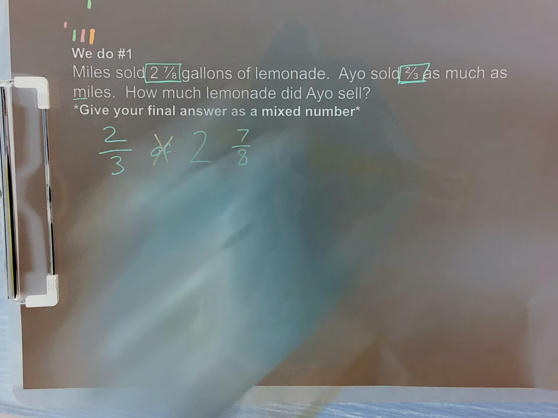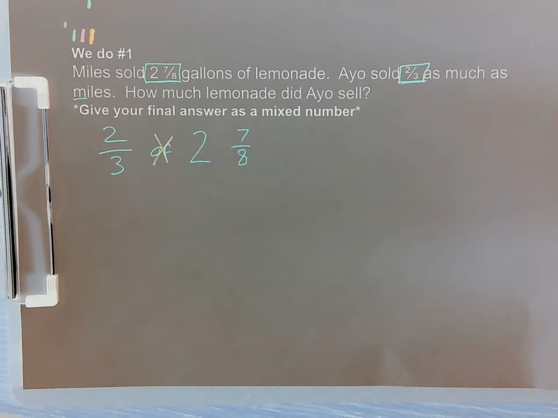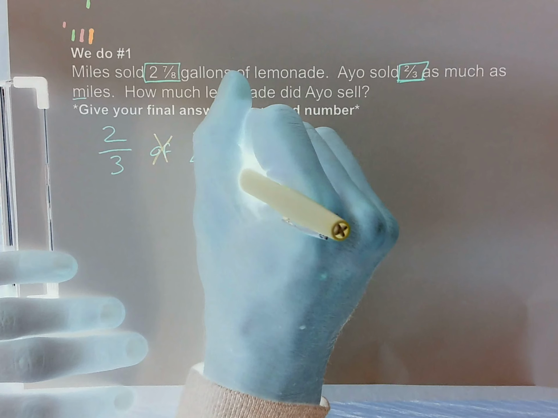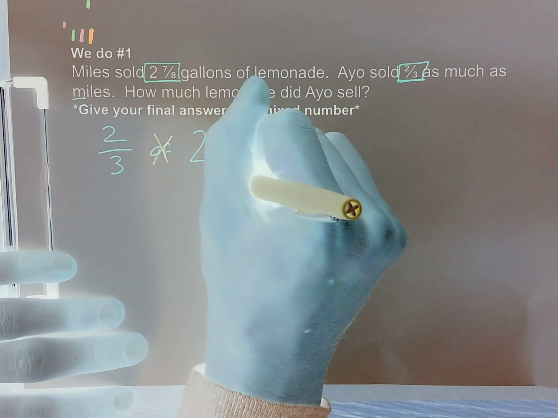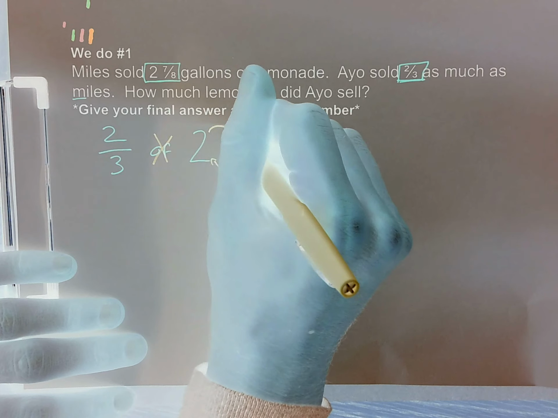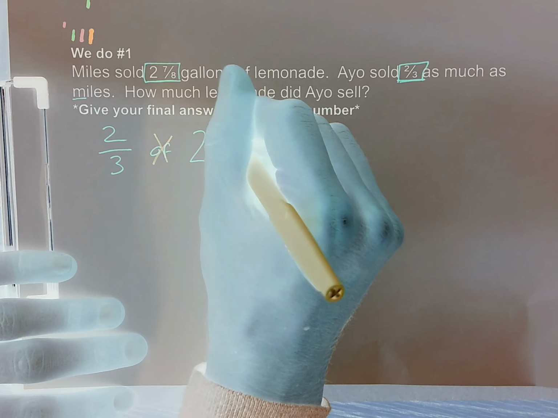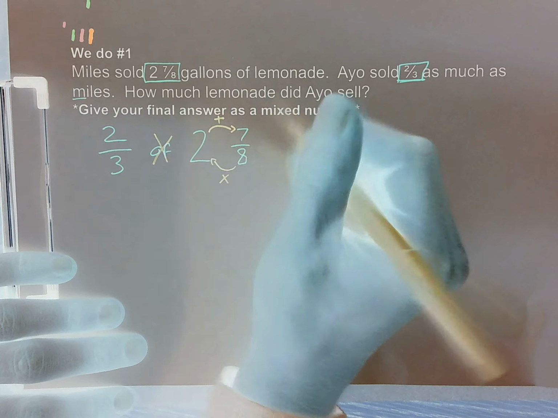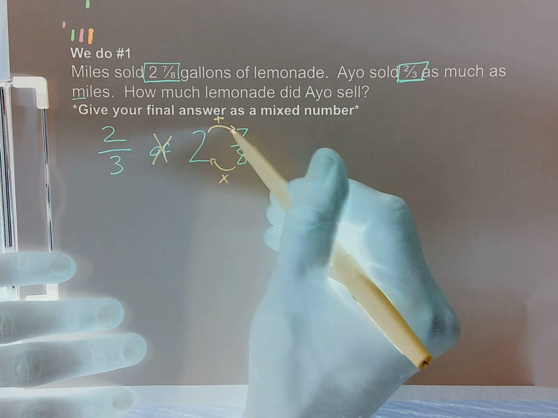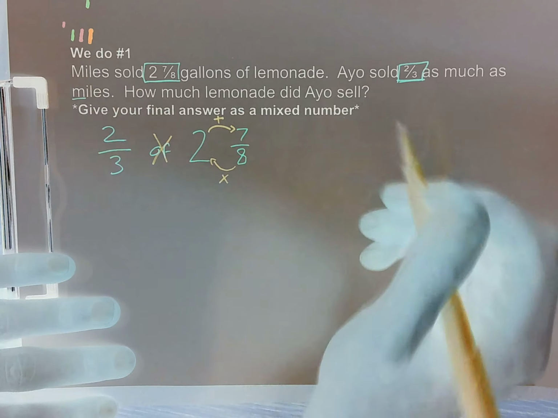But before we can multiply these, we're going to need to convert this mixed number of 2 and 7/8 into an improper fraction. Remember, our shortcut we can use to do that is we're going to multiply the denominator by the whole number and then add the numerator. 8 times 2 is 16. 16 plus 7 is 23.